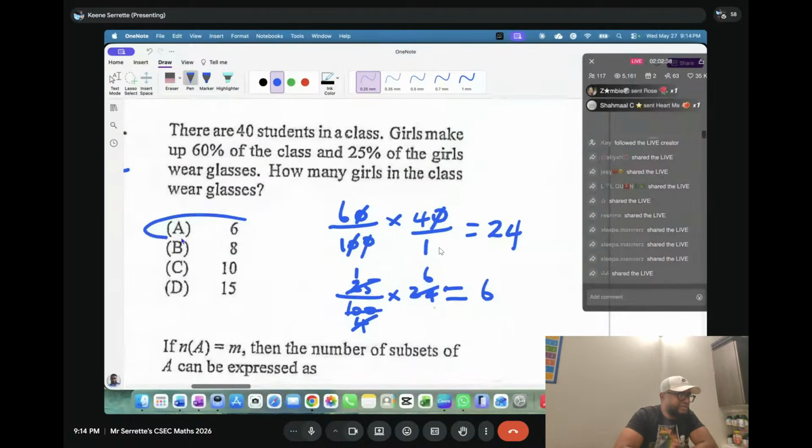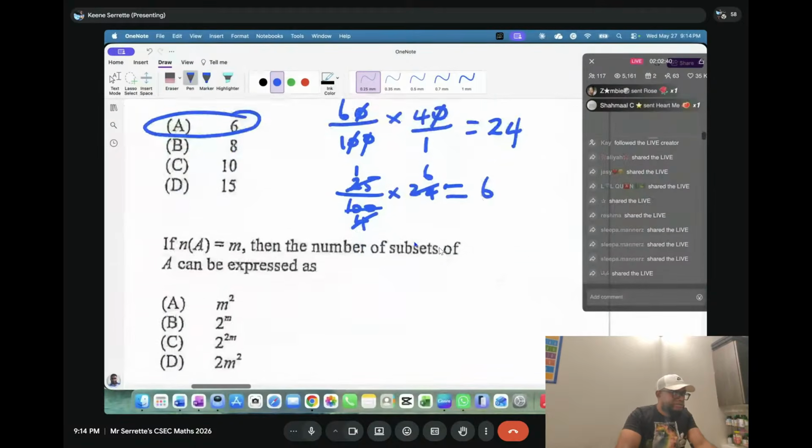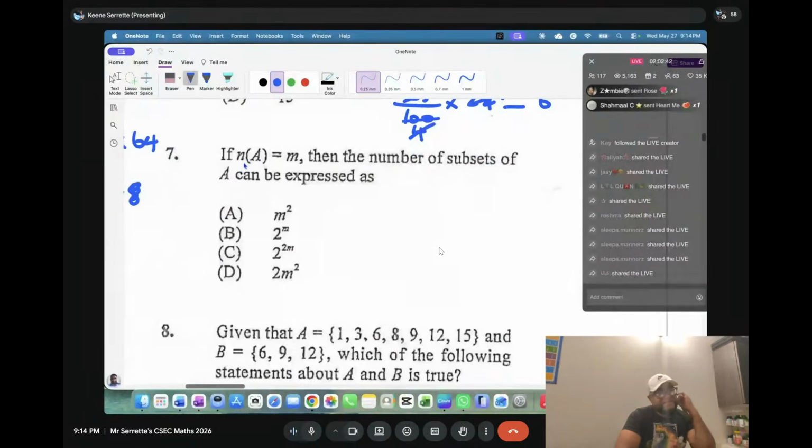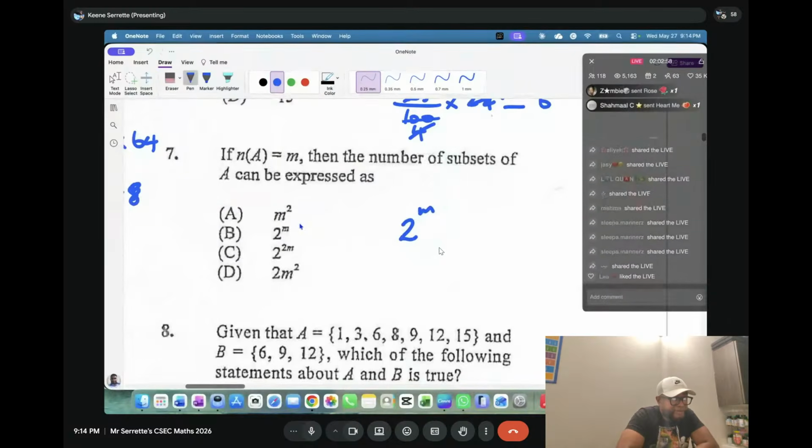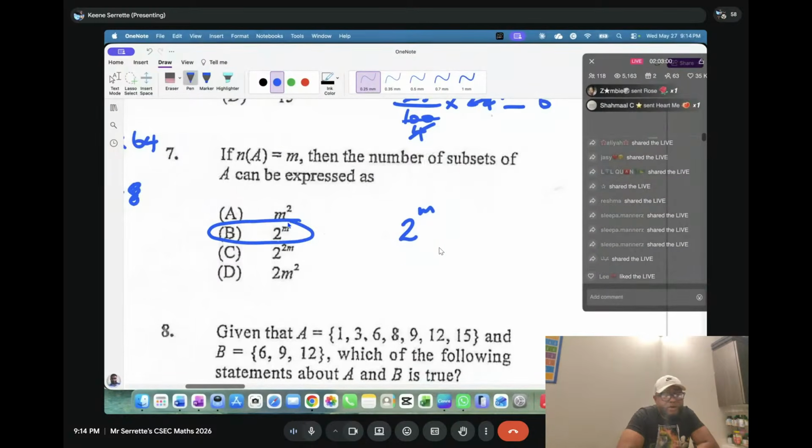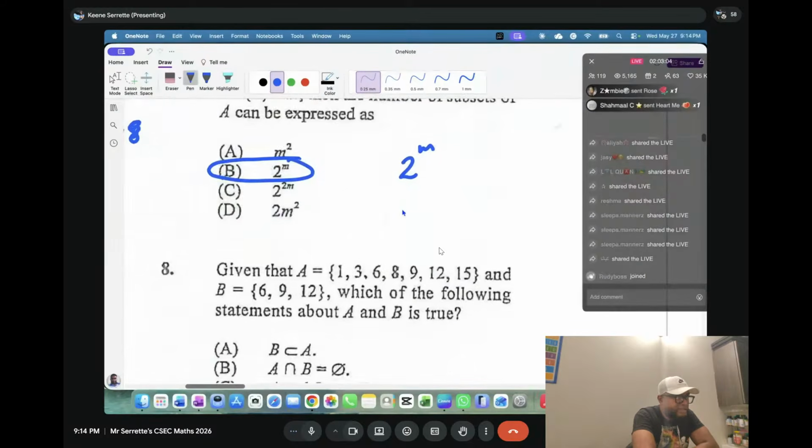Right? So again, if the number of elements in A is equal to M, then the number of subsets of A can be expressed as 2 to the power of M. It's 2 to the power of the number of elements in the set, right?